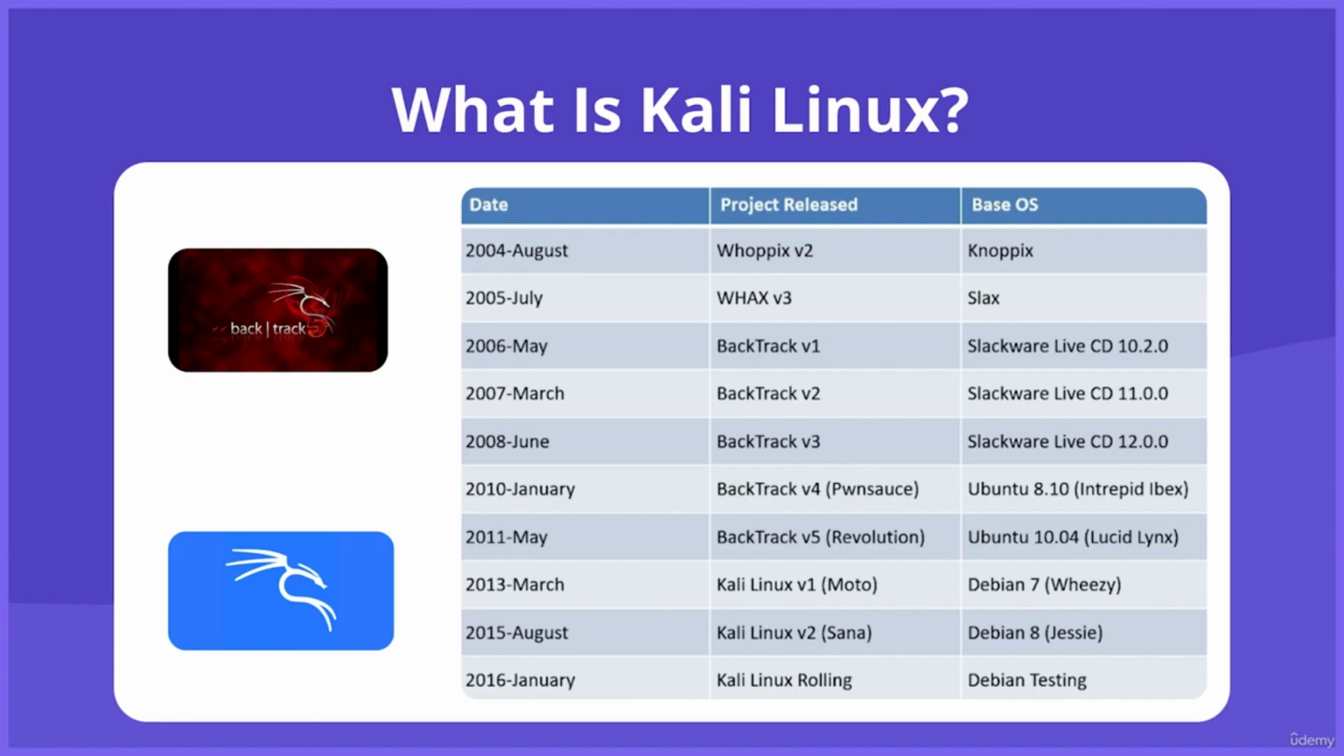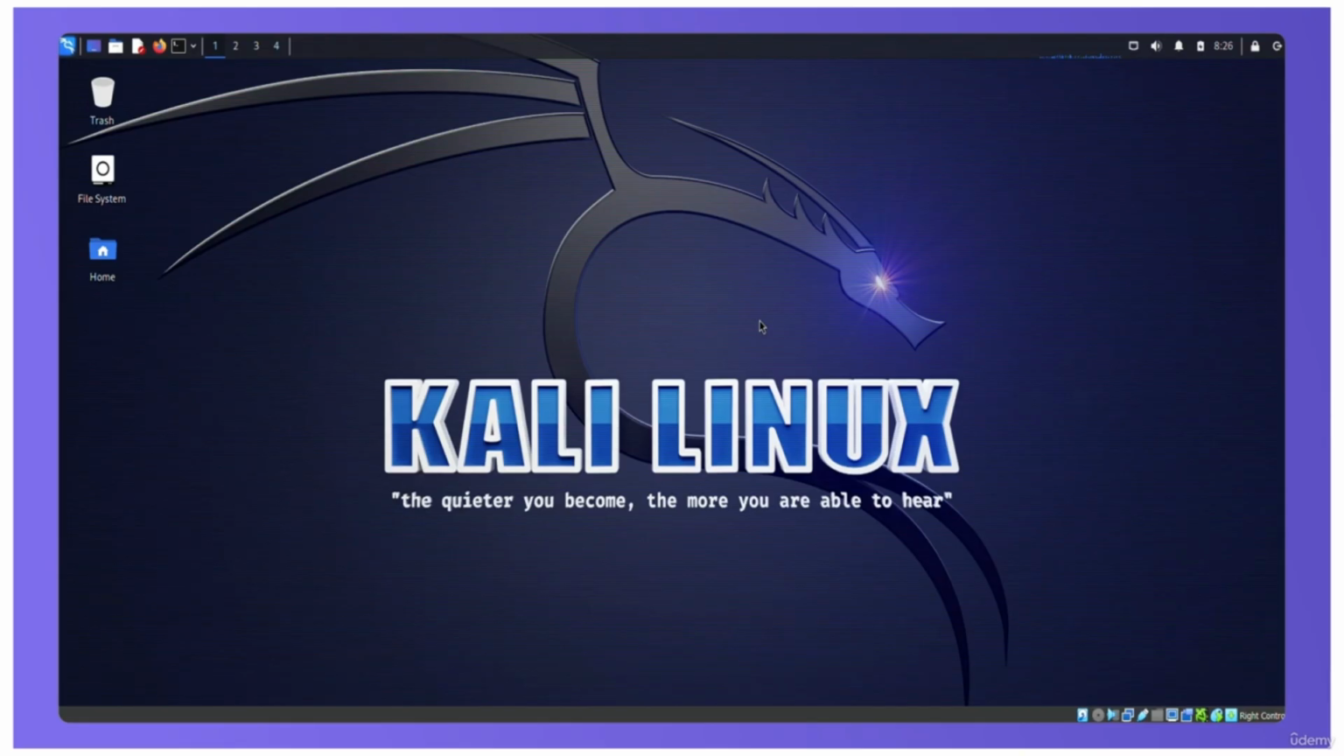So the first version, 1.0.0 or Moto, was released back in March of 2013. With version 2019.4 in November 2019, the default user interface was switched from GNOME to XFCE, with GNOME still available. But with version 2020.3 in August 2020, the default shell was switched from Bash to ZSH, with Bash remaining as an option.